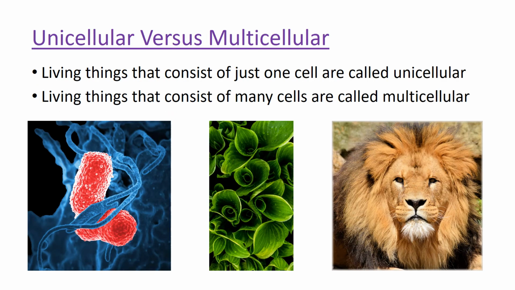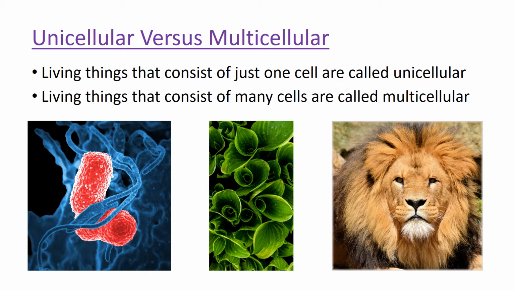Before we talk about what distinguishes each kingdom from the next, we have to make sure we have some vocab down because these are the terms we're going to use to distinguish the different kingdoms from each other. So unicellular versus multicellular. Living things that consist of just one cell are called unicellular. Uni means one. And living things that consist of many cells are called multicellular. Multi means many. On the left we have a bacterium, maybe it's a few bacteria there.